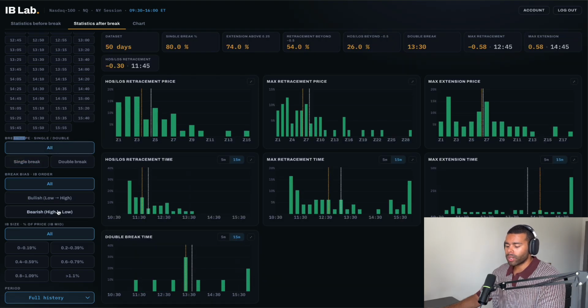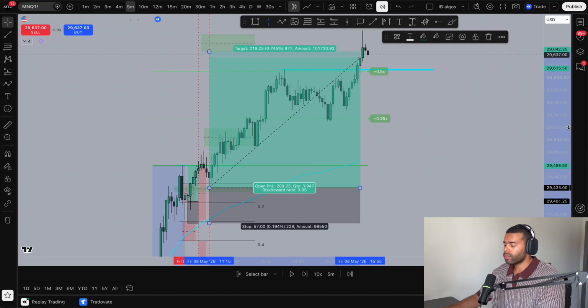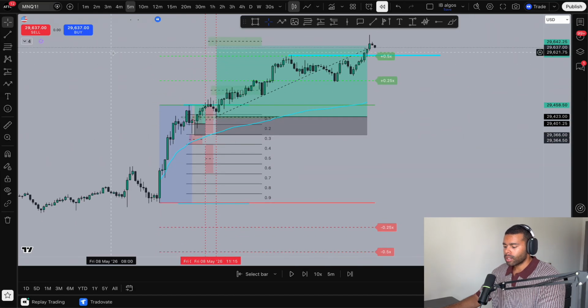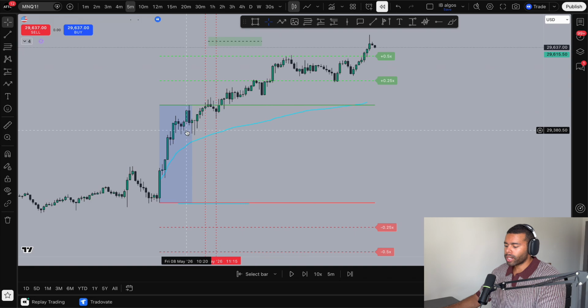Then what we can do is filter based on whether highs form first in the first hour, or lows form first in the first hour. Where I use this filtration personally is mostly when we make a false break in the first hour, which means in this scenario, we made a correct break because we made first lows and highs second.